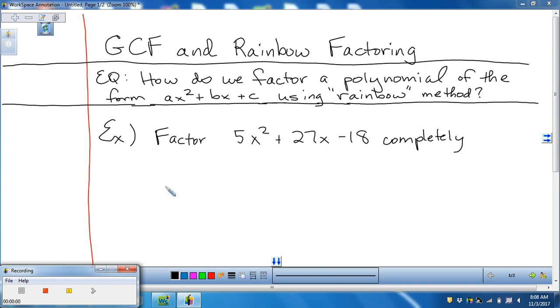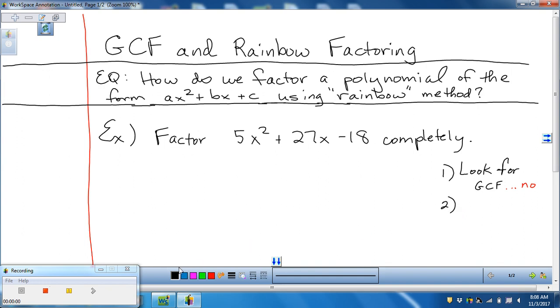So we want to factor 5x squared plus 27x minus 18 completely. The first thing we're always going to do is look to see if we have a GCF, a greatest common factor. Do all of the terms have the same number to be divided by? And the answer is no. So I can skip step 1 and go on to step 2.